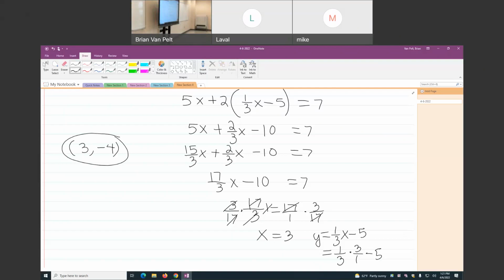Okay. Other questions, other problems that you'd like me to do? Do you see the 1/3 times the 3/1 down at the bottom? That's equal to 1, all of that, right? What's 1 minus 5? You okay?